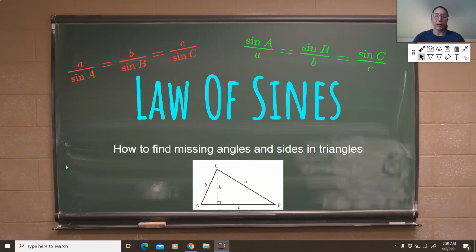Hey guys, welcome to Law of Sines. This is going to be how to find missing angles and sides in triangles. And as you can see, we have two forms of the law of sines equation up here at the top. So what is law of sines good for? Let's find out.